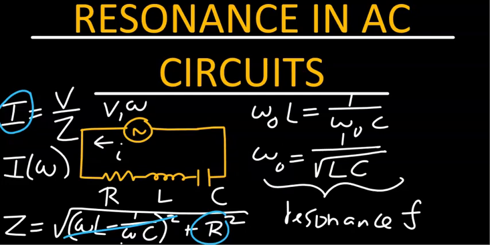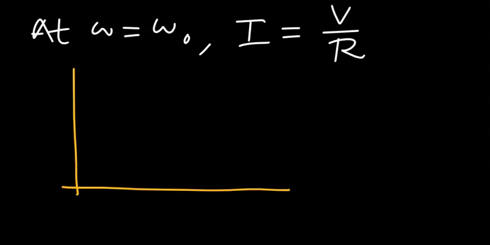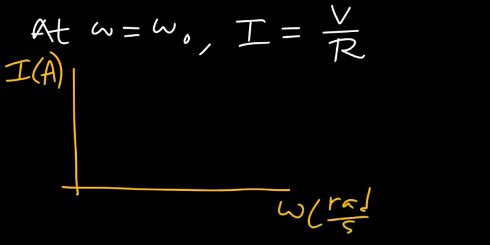It must be noted that the resonant frequency is controlled by two quantities: the inductance of the inductor in the circuit and capacitance of the capacitor in the circuit. So at the resonant frequency, the current amplitude is quite simply the voltage amplitude of the source over the resistance of that resistor in the circuit. Let's plot I in ampere versus frequency, or the angular frequency, in radian per second.